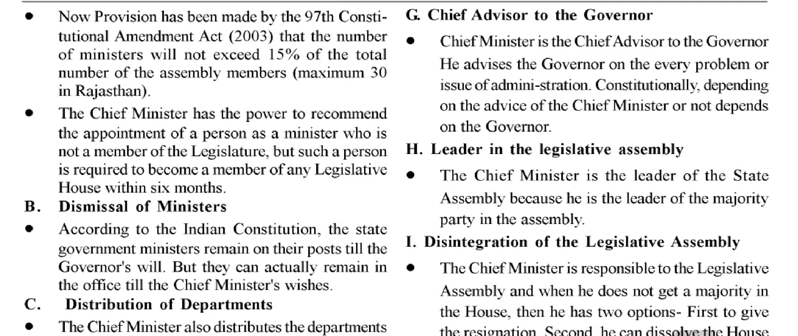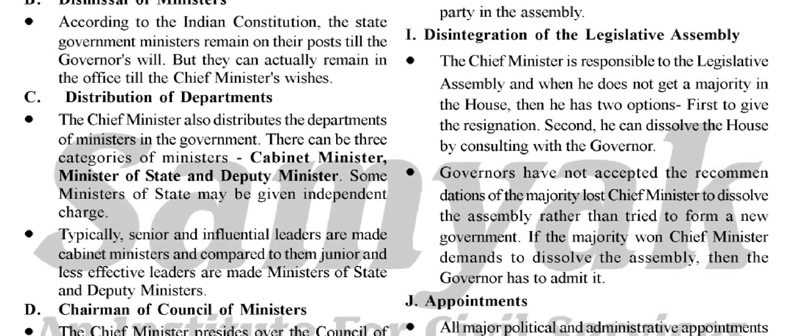The Chief Minister is the Chief Advisor to the Governor. He advises the Governor on every problem or issue of administration. Constitutionally, whether to act on the advice of the Chief Minister or not depends on the Governor. H. Leader in the Legislative Assembly. The Chief Minister is the leader of the State Assembly because he is the leader of the majority party in the Assembly. I. Dissolution of the Legislative Assembly.